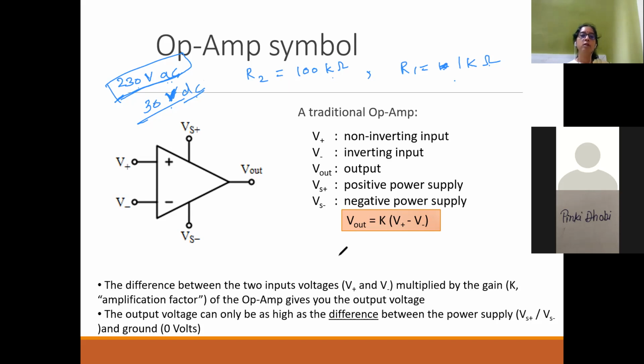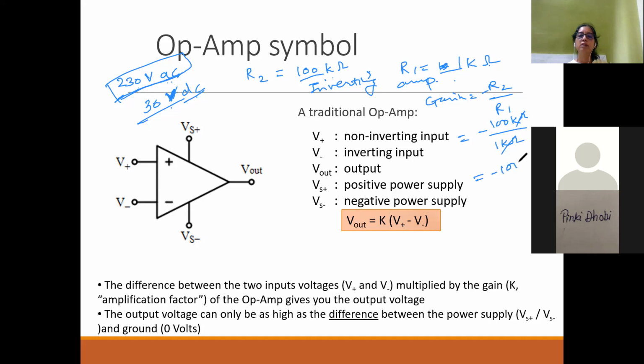So that's the reason the feedback process is necessary: to lower the gain value. If you have an inverting amplifier, with R2 and R1, then the gain value is defined as minus R2 upon R1. So how much is R2? 100 kilo ohm. How much is R1? 1 kilo ohm. Kilo will be cancelled.